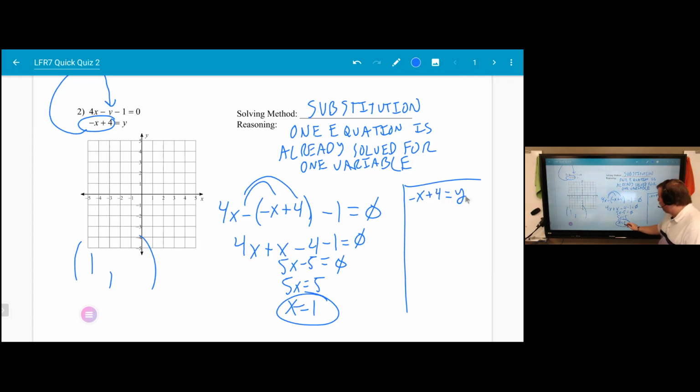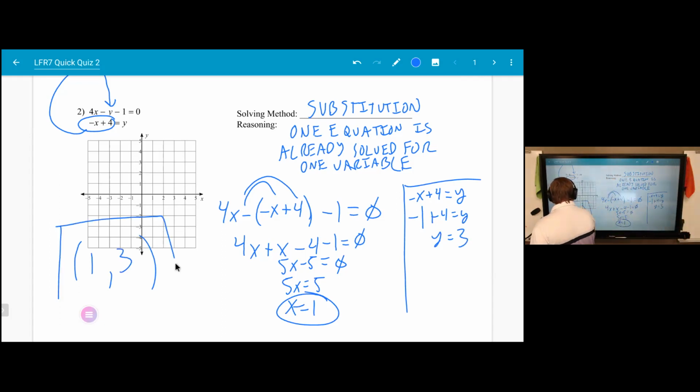We said x was 1, so negative 1 plus 4 equals y, so y equals 3. These cross when x is 1 and y is 3. If I graphed, they would cross right there, 1 comma 3. But instead I solved it using substitution. Let's go to the next page.